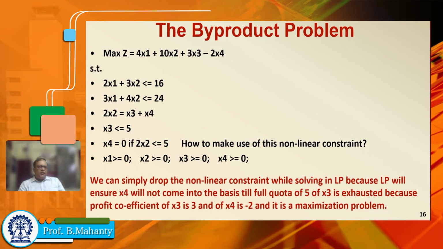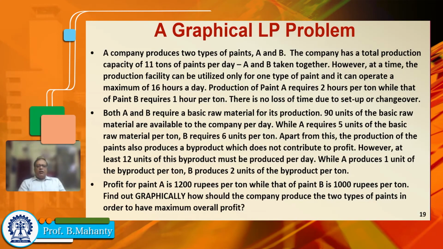So this is really another example where we have seen that, in spite of having a nonlinear constraint and we cannot do anything about it, we can still solve the problem by simply dropping it, because the nature of the simplex method is such that it will not return as an optimal solution something which is not going to return a better objective function value. Good. So now let us see a graphical linear programming problem.